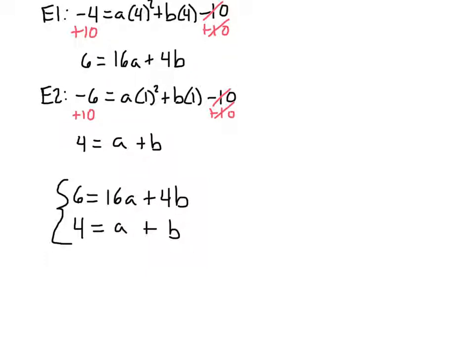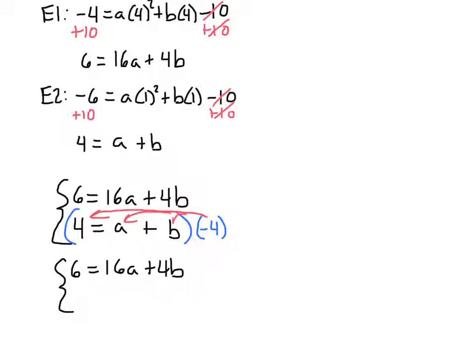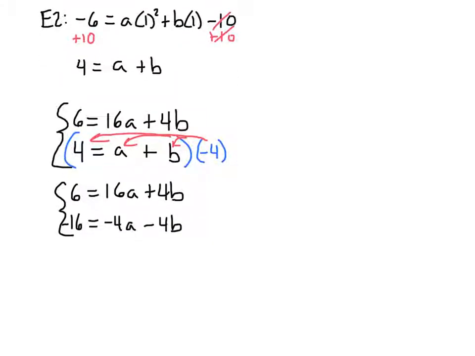So in order to eliminate the b's, I see here that I have a positive 4b. What could I multiply this by to make it a negative 4b? Negative 4. I've got to multiply by negative 4. So if I multiply this entire equation by negative 4, my first equation stays the same. But the bottom equation, I have to distribute negative 4 all the way through. Everything gets multiplied by negative 4. So I have negative 16 equals negative 4a minus 4b. Now we are set up for elimination.